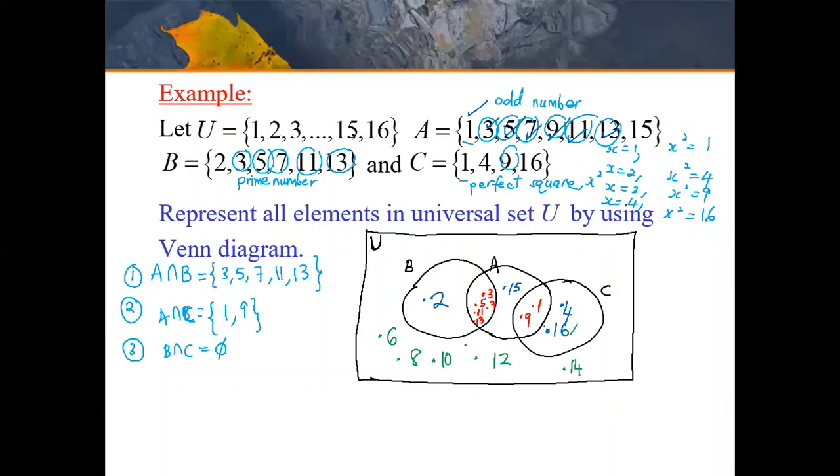Okay, so this is how your Venn diagram looks like. Yang dekat luar ni adalah dia tidak termasuk dalam all these sets A, B and C. Okay, faham eh? So ini semua adalah set A. Check betul tak? Set A: 1, 3, 5, 7, 9, 11, 13 and 15.